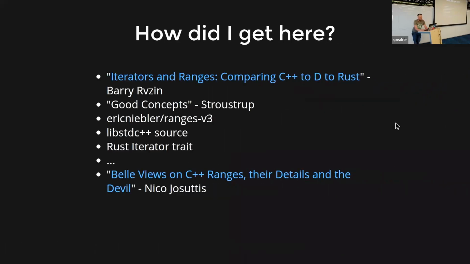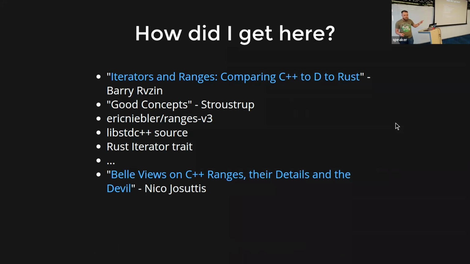Okay. So first, I'm going to tell a story of how I got here. In the middle of last year, I started playing with ranges. A lot of you probably played with it before then or since then. One of the talks I watched is this talk by Barry comparing different ranges models. I was also learning Rust at the same time, and I was really confused by this talk, and we'll come back to it.